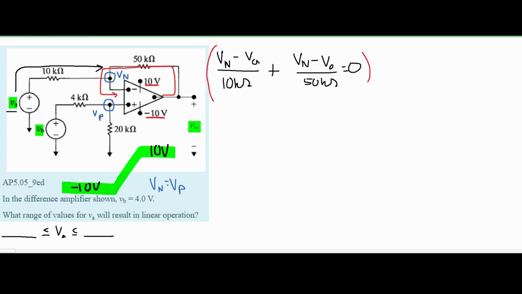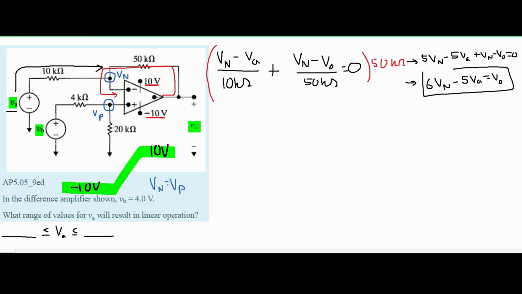We want to simplify this, so we're going to multiply both sides by 50 kilo ohms. After we do this, we are going to get 5 Vn minus 5 Va plus Vn minus V0, which is equal to 0. If we add all of these together, we're going to get 6 Vn minus 5 Va is equal to V0. This is our first equation.